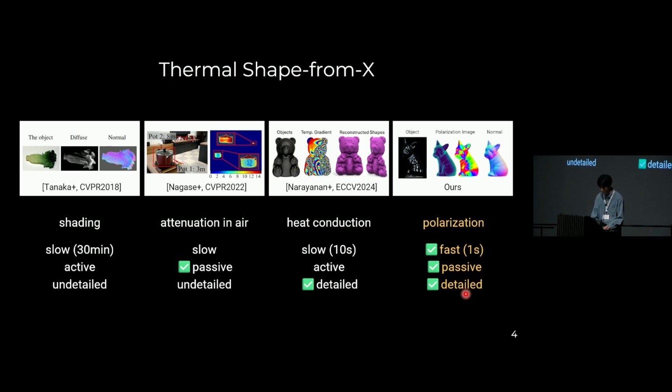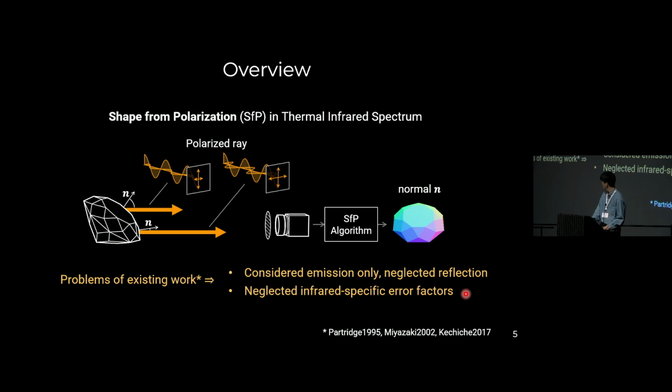So what is our approach? Our method relies on the principle of shape from polarization. Shape from polarization, or SFP, is a technique to estimate the orientation of the surface normal based on the polarization state of the light emitted from the surface. It has been studied for many years in the visible light spectrum.